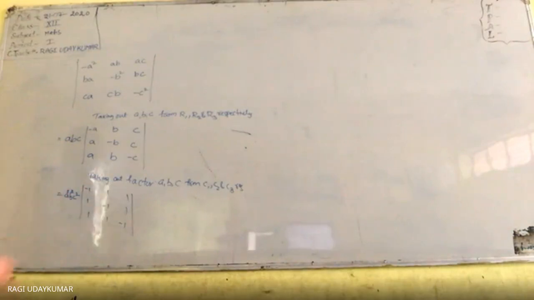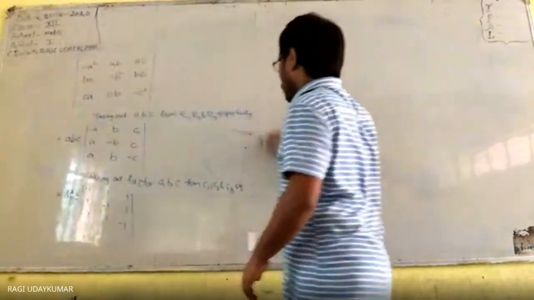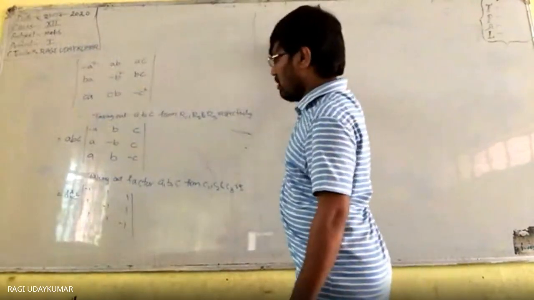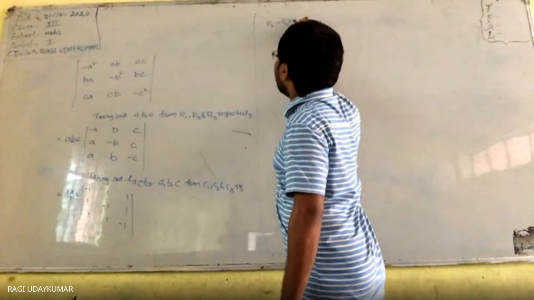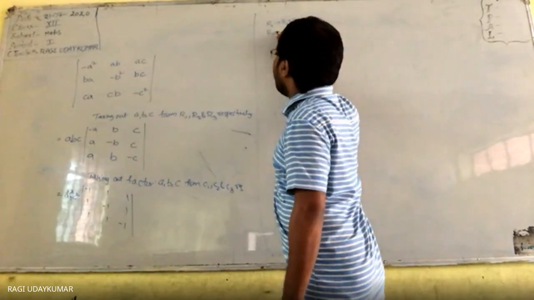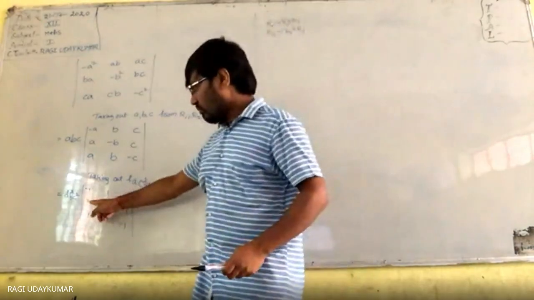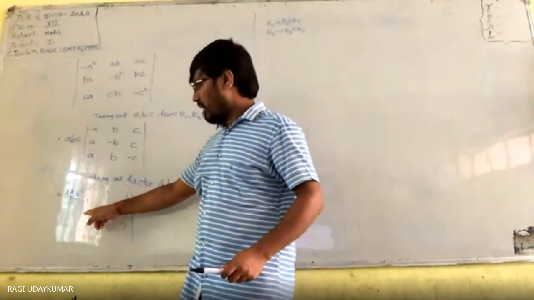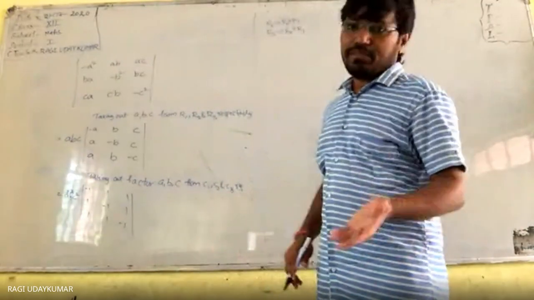Now this one you can directly expand, or you can make any two entries zeros. Add these two; only one step you can do. R2 tends to R2 plus R1, R3 tends to R3 plus R1. Adding this makes it 0, and adding this also makes it 0. And expand along that one row.